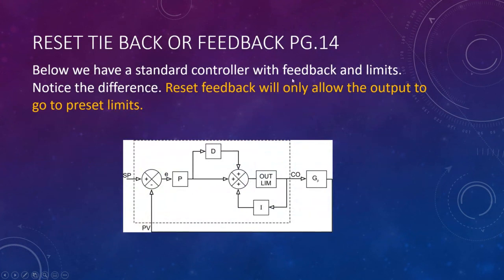Okay, here we have a standard controller with feedback and limits. Notice a difference here? I don't notice a difference at all. We have something called reset tieback somewhere, do we? Here, yeah. This controller output is sent back into our integral block, our reset block, and then it's reapplied. Using this reset tieback or reset feedback only allows that output to go to preset limits. So having a limit block in here means that we can't have our controller going above 80% or 90% or 100%, whatever we want. We're not going to get it up into that dangerous 150% area. So reset tieback, reset feedback, this is the mechanism that we use to deal with that reset windup.